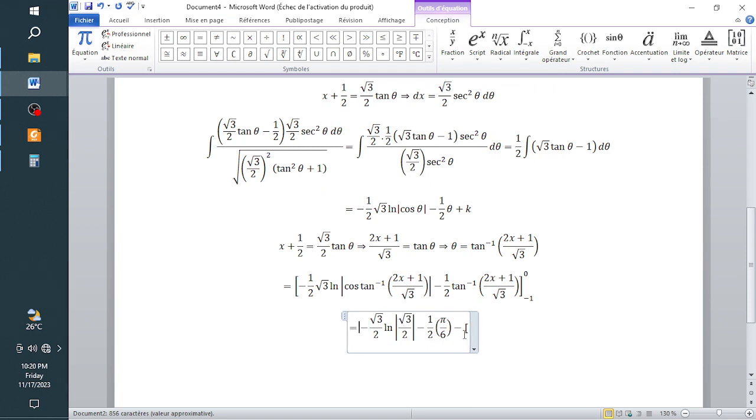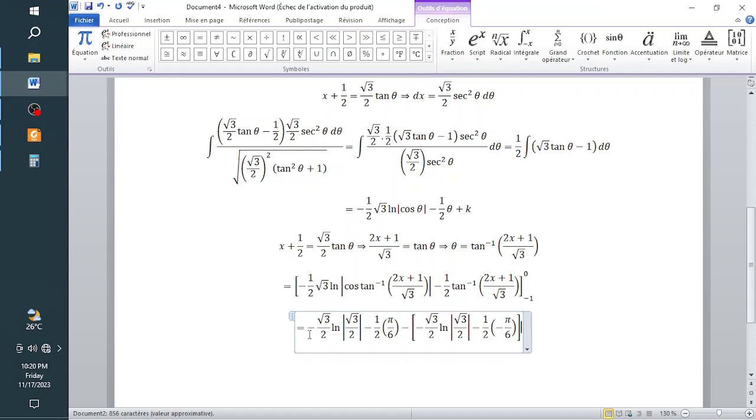Okay, the lower bound, we are replacing -1. Here we have tan inverse of -1 on root 3, which is -30, and the cosine of -30 is the same as the cosine of 30. So I still have my -root 3 divided by 2, the ln of the absolute value of root 3 divided by 2, that's the cosine of -30. Cosine is an even function, minus half. Now tan inverse, I have negative pi divided by 6.